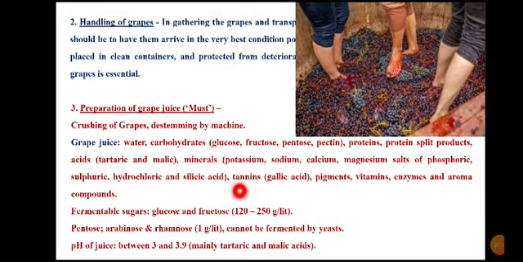This is very important. The presence of tannins, tartaric acid, and malic acid is characteristic of grape juice. Then it contains pigments, vitamins, enzymes, and the most important is aroma compounds, that is the volatile acids or esters, which are very important for the development of aroma.